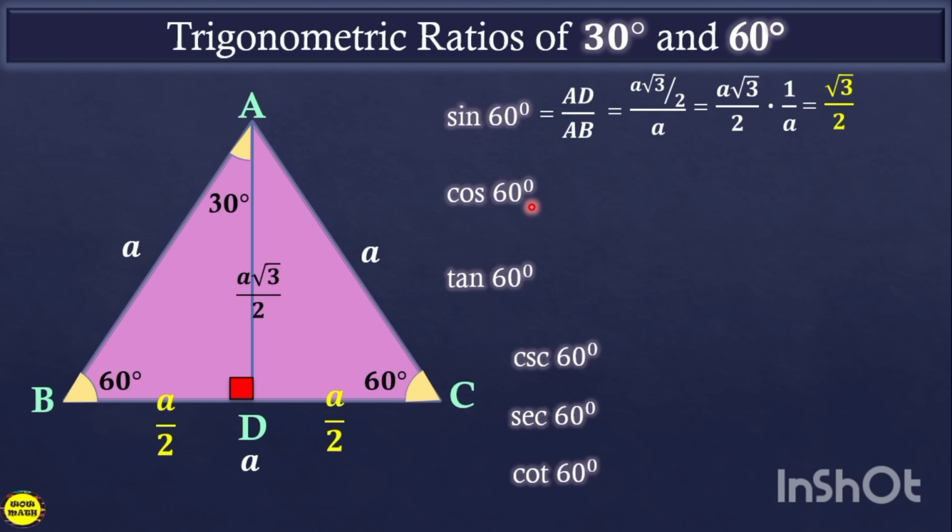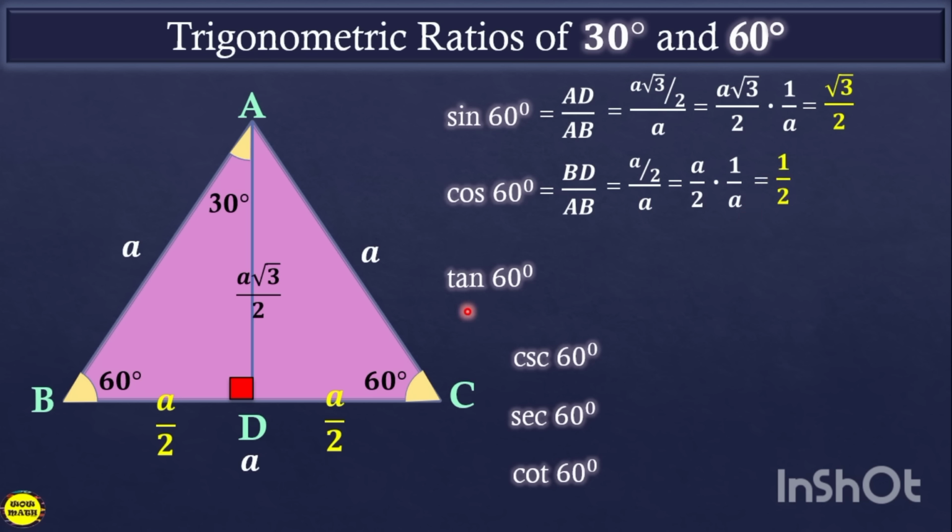For cosine 60 degrees, that is adjacent over hypotenuse. This is your adjacent, so that is a over 2. And then hypotenuse a. Kaya po ayun. So a over 2 over a. And then solve a over 2, reciprocal of a, that is 1 over a. And then proceed to multiplication. So this will be cancelled. So you now have 1/2.